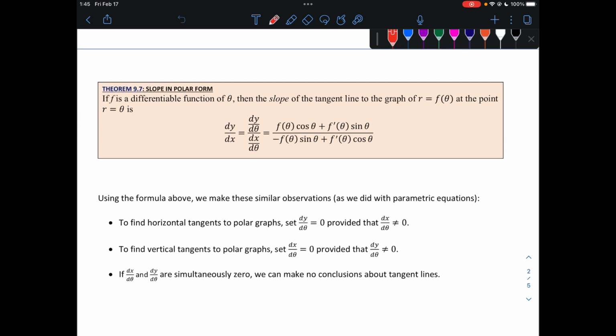With that, we can now do all the things we've been doing all year with rectangular and parametric equations. To find horizontal tangent lines, we set the numerator equal to 0. To find vertical tangent lines, we set the denominator equal to 0. And if they're both 0, then we cannot make any conclusions about vertical or horizontal tangent lines at those points.